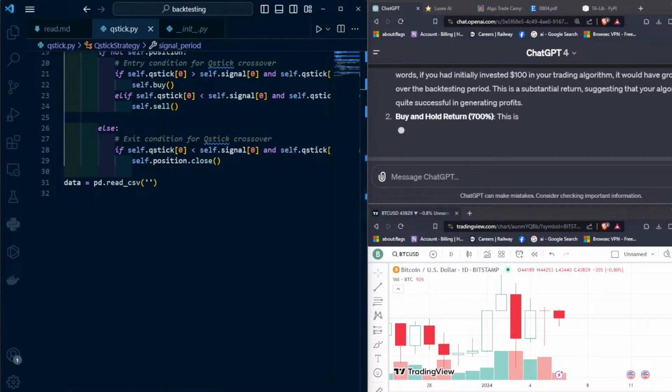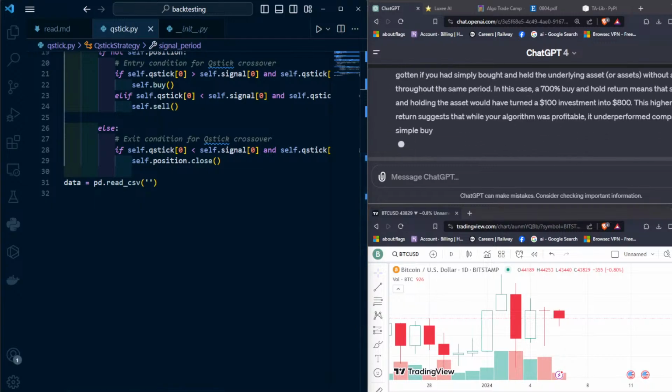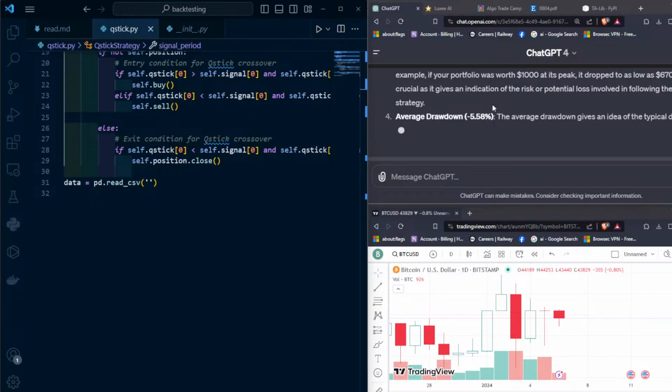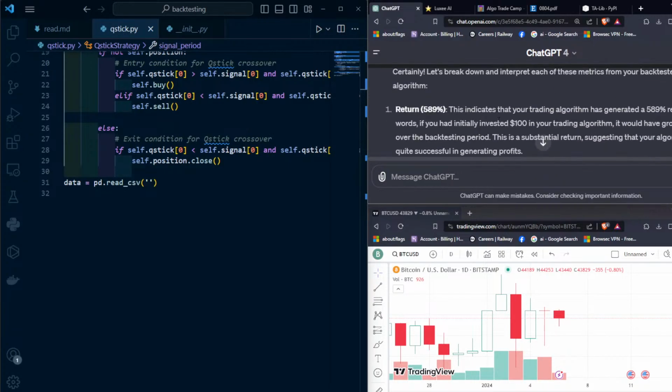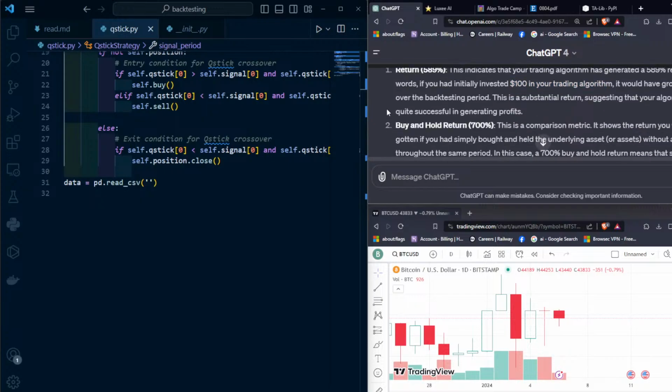Well, you're gonna see the explanation of all of these things, and you could also ask if you should use this trading strategy for your trading bot. So this indicates that your trading algorithm has generated a 589% return. In other words, if you had initially invested $100 in your trading algorithm, it would have grown to $689. Great. Over the backtesting period, this is substantial. Okay. This is a substantial return, suggesting that your algorithm has been quite successful.